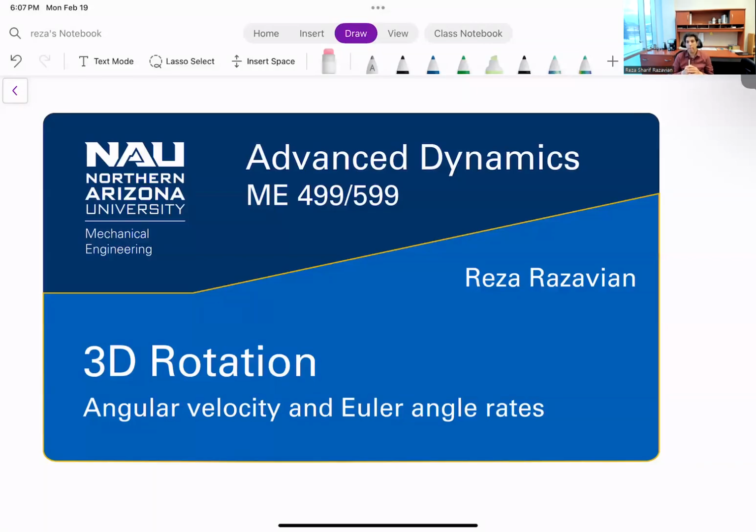Okay. We are continuing our journey in characterizing 3D rotations. And spoiler alert, we are not done yet. We still have a long time to go.